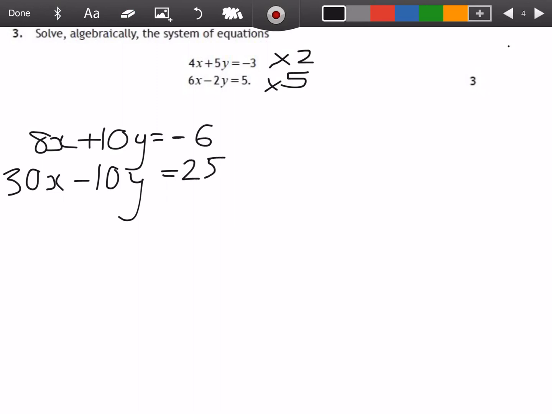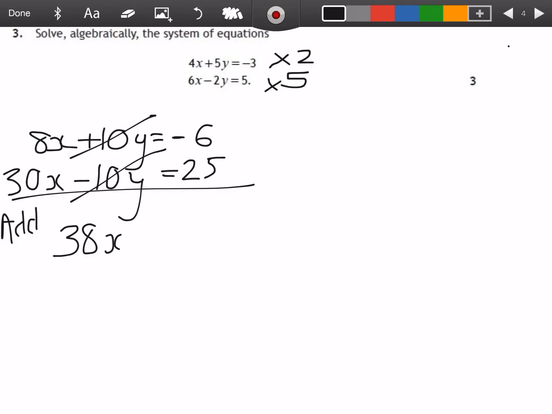Now remember, the whole point of writing it like this is because then we have positive 10, negative 10, we add up the equations and they will cancel out, because a positive cancels with a negative. Negative 10 add 10 is 0. Okay, if we add up these together, we've got 38x, okay, 8 add 30, add them together, 25 take away 6, or negative 6 add 25 is 19.